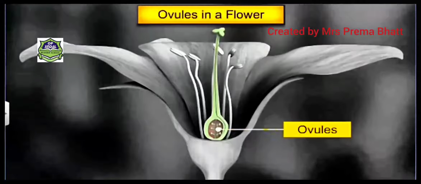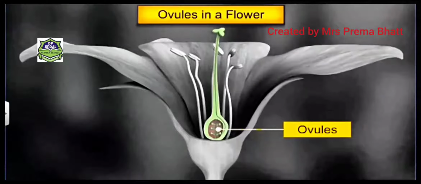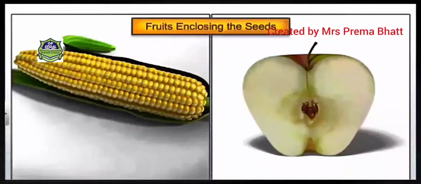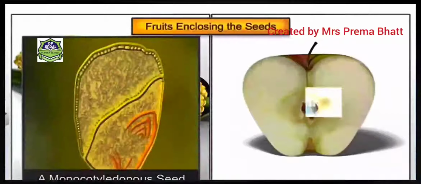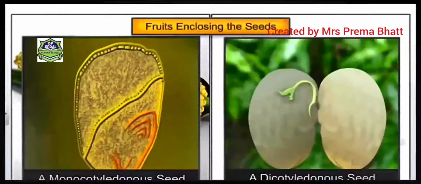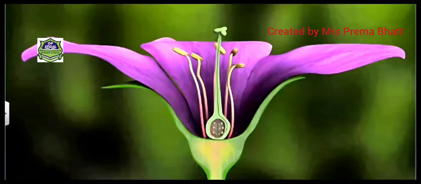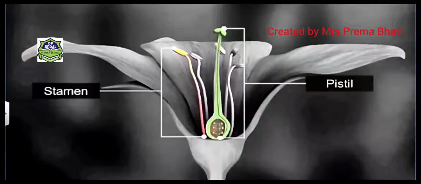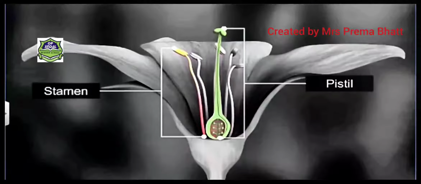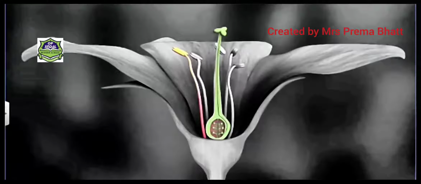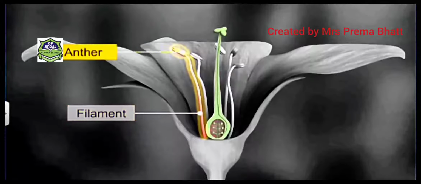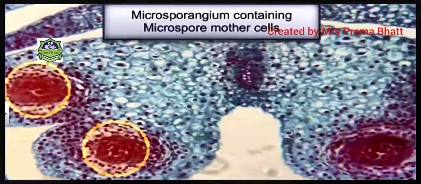And the flower is a reproductive organ of angiosperms, which have ovules that will develop into seeds, and these seeds are present inside the fruit. These seeds may be of two types, monocot or dicot. So a flower is a reproductive organ of the angiosperms, which has stamen and pistil, the male reproductive part and female reproductive part. Stamen can be divided into anther and filament.